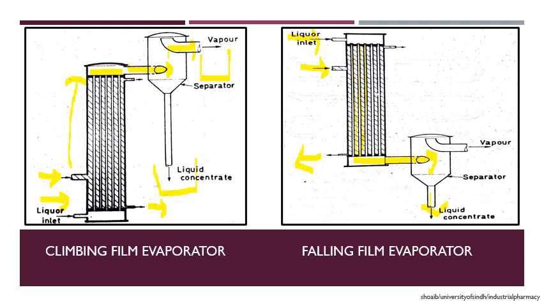Now these types of equipment can be arranged at different floors. For example, the climbing film evaporator may be present at the upper floor, and the falling film evaporator may be present at the down floor. So at a single vertical position they may be arranged.